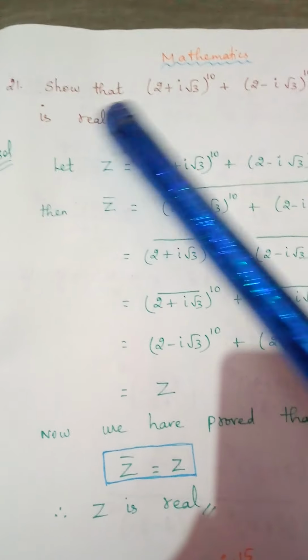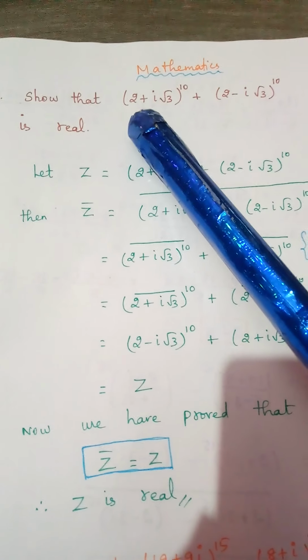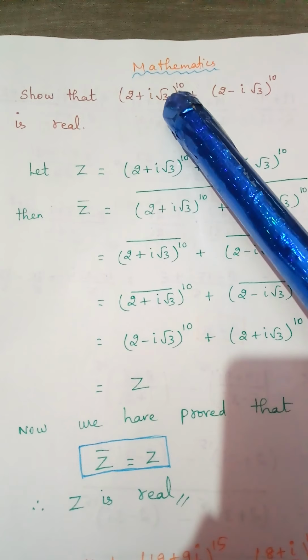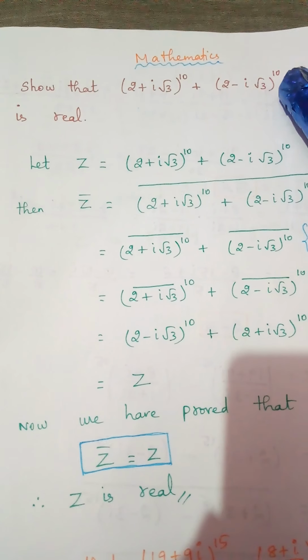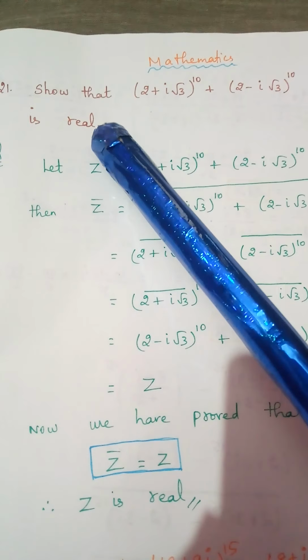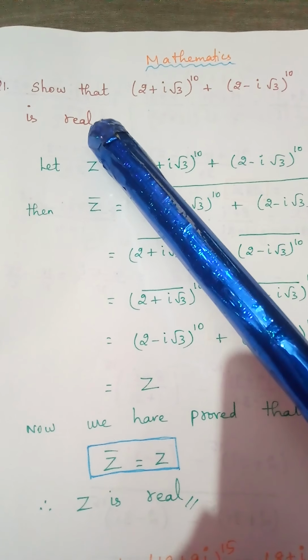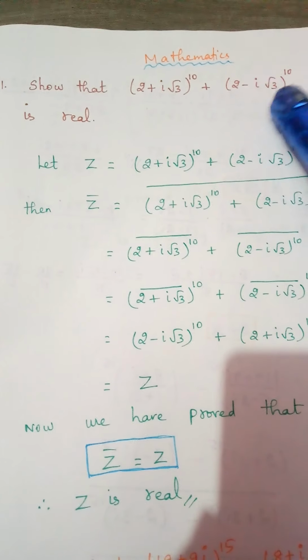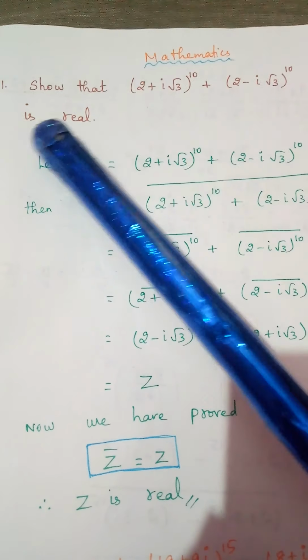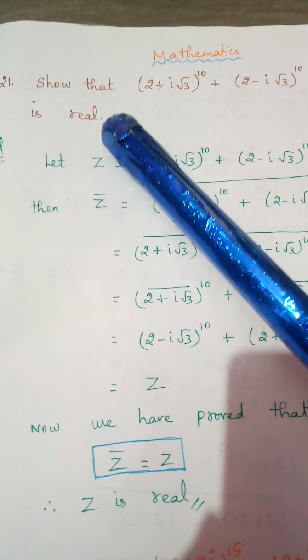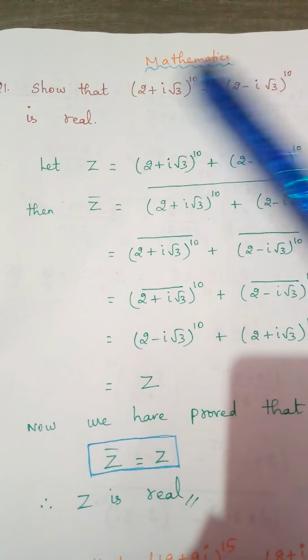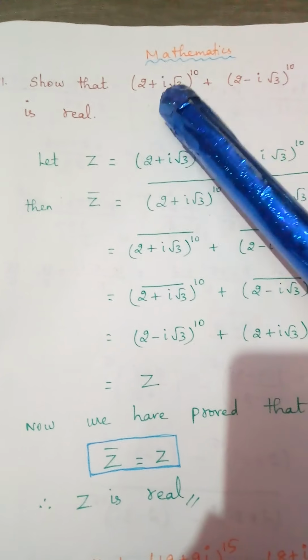Problem 21 is: show that (2 + i√3)^10 + (2 − i√3)^10 is real. In this question, we have to prove that this complex number is purely real. What is the meaning of real? There is no imaginary part in it. We have to prove that.